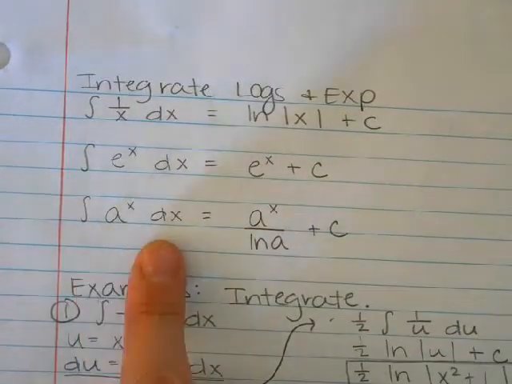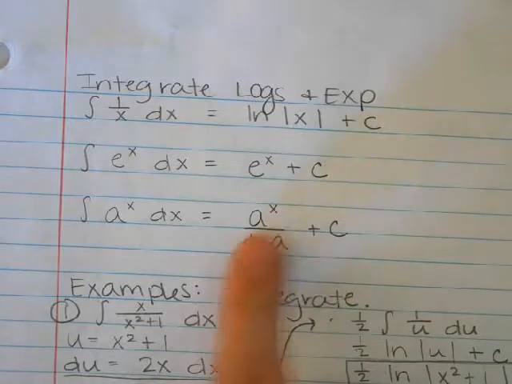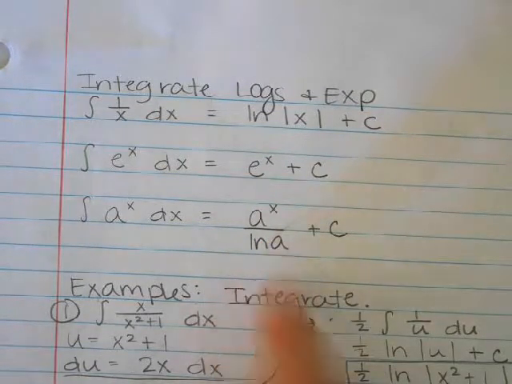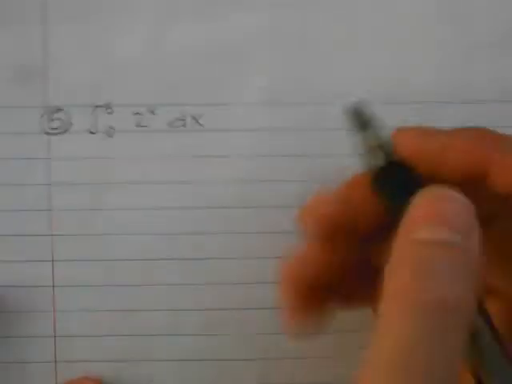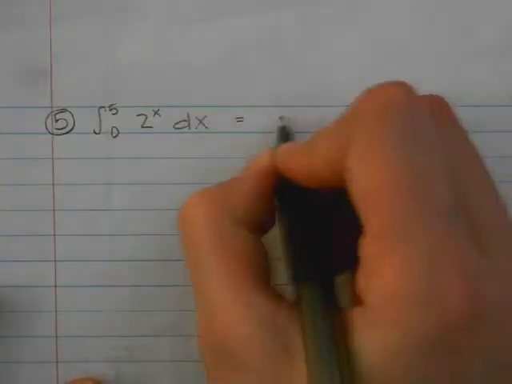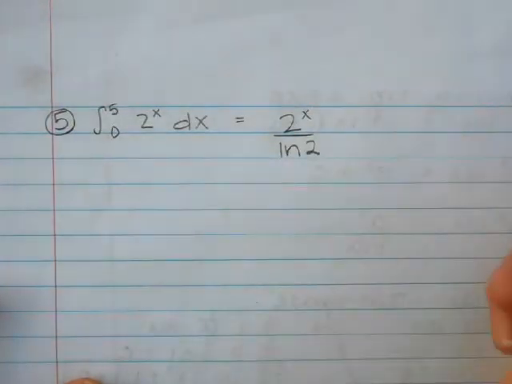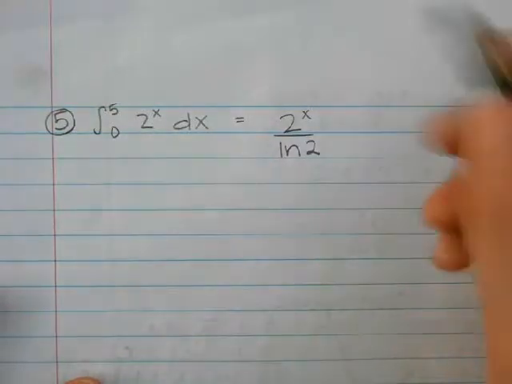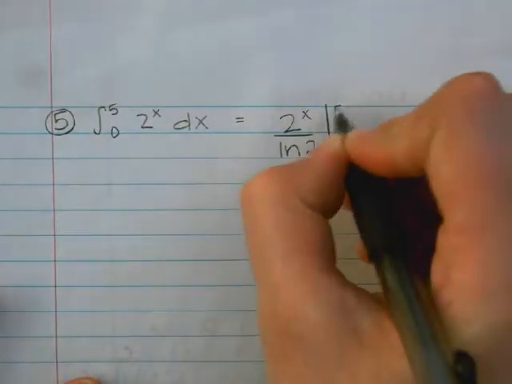So if we had 2 to the x dx, then what's our answer going to be for our antiderivative? 2 to the x over ln 2. Do we want to put the plus c? We don't have to, because it's a definite integral. We are evaluating it from 5 to 0.